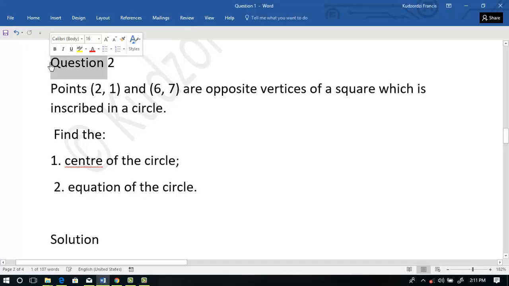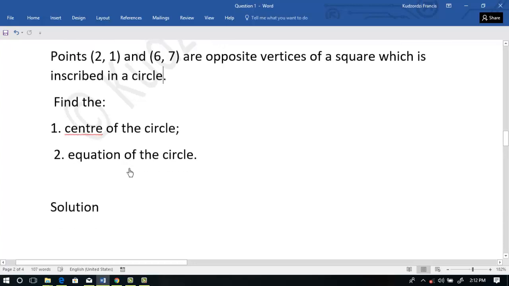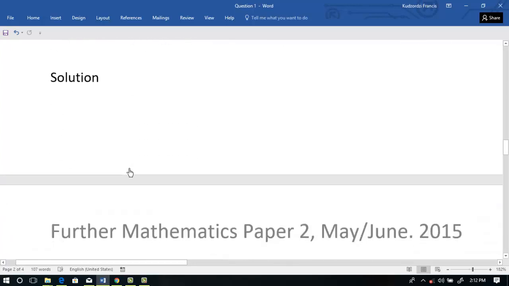Question 2. Points 2, 1 and 6, 7 are opposite vertices of a square which is inscribed in a circle. So a square that is inscribed in a circle. We are supposed to find the center of the circle, then the equation of the circle. So let's see how we can do this.